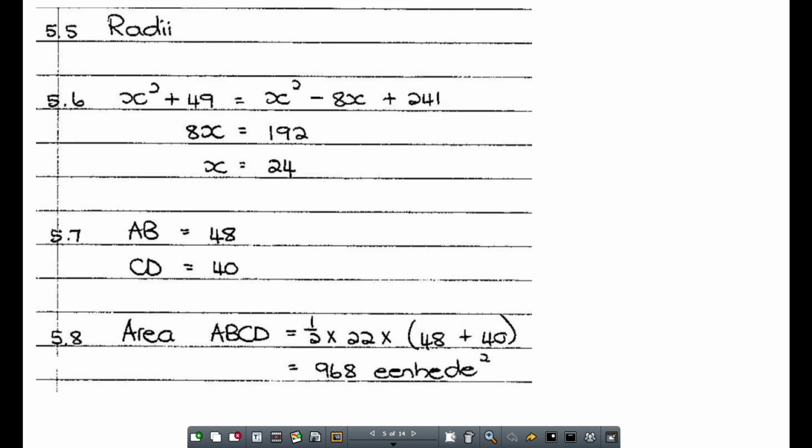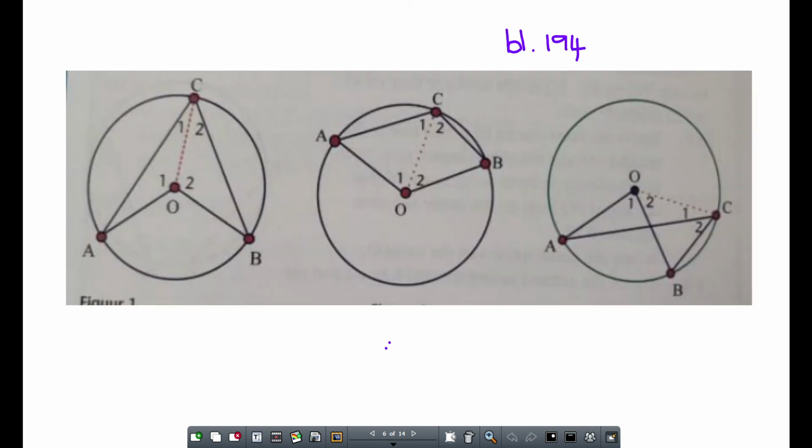Okay. Now, kan ek maar skip? Nee. Kan ek maar skip? Nee. Nou wil ek gou net saam met julle deurwerk.